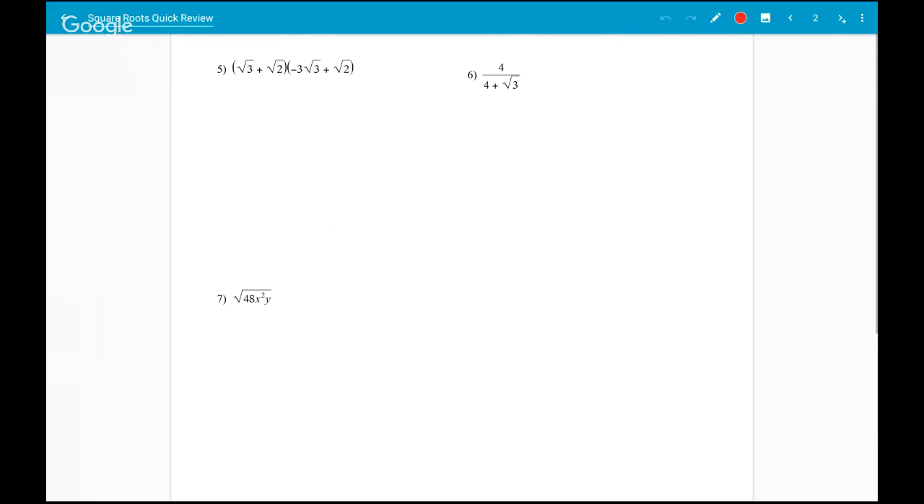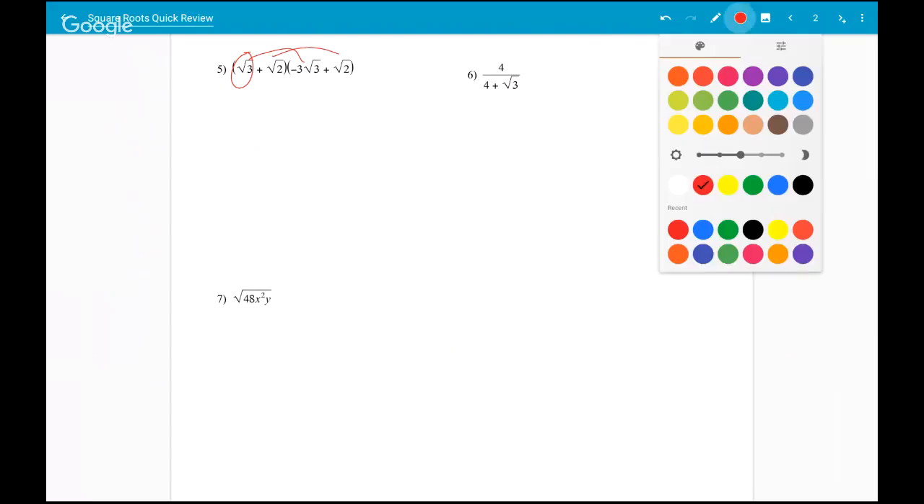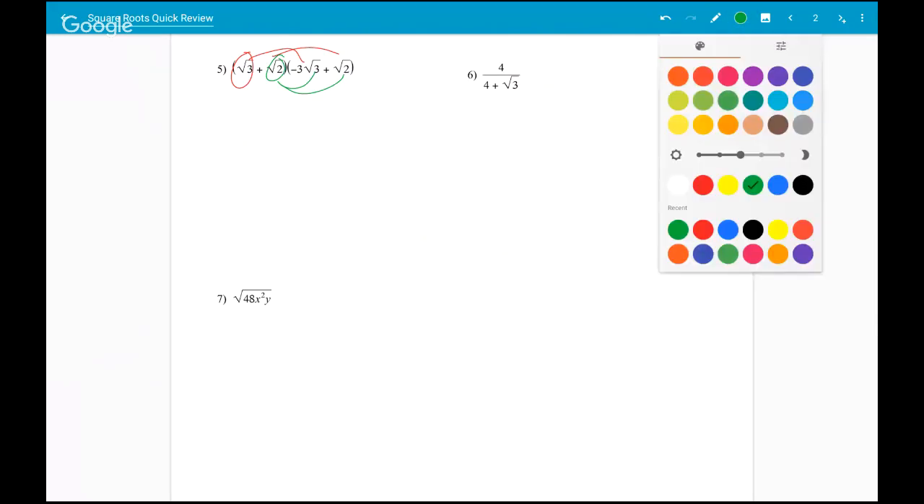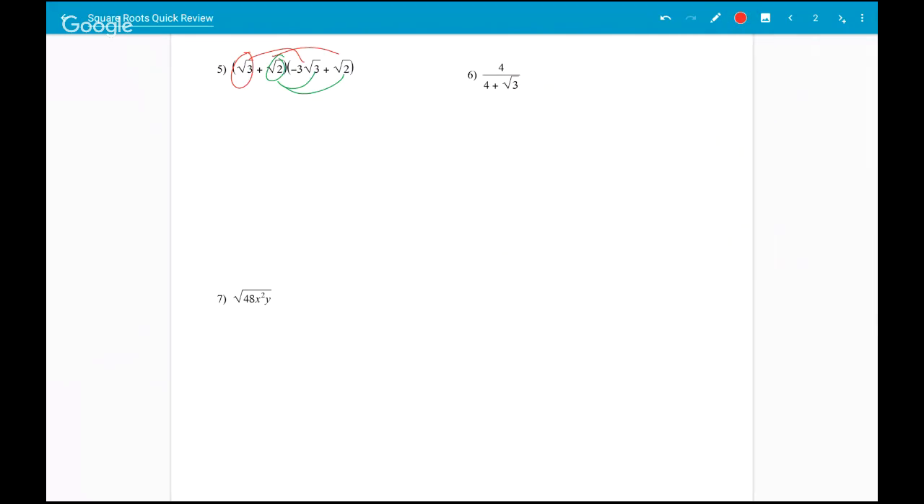Okay, now some slightly trickier problems. Over on number 5, you're basically just combining knowledge a little bit. You're combining your knowledge of multiplying polynomials, in this case a binomial times a binomial, with multiplying square roots. You're going to take the square root of 3 and distribute it. You're then going to take the square root of 2, and I'll do that one in a different color so we can see a little closer where I'm getting things from. You're going to distribute that too.